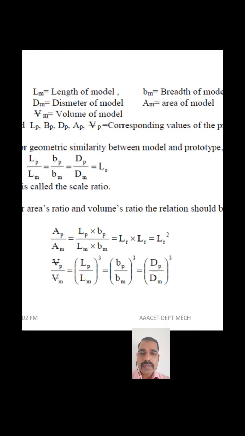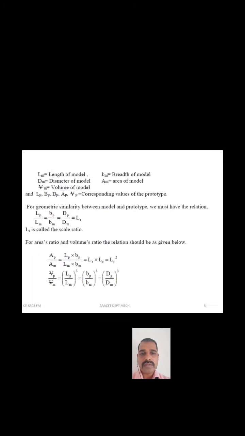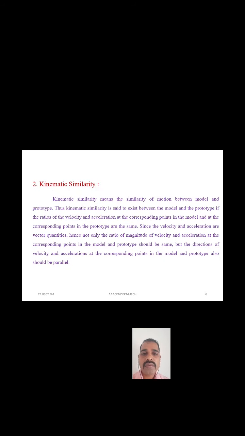Here you can see the volume scale ratio, or LR cubed, which is equal to breadth of prototype divided by breadth of model cubed, which is equal to diameter of prototype divided by diameter of model cubed, right? So here it is: length scale ratio LR, area scale ratio LR square, volume scale ratio LR cube, right? This is most important, and now we are going to see about kinematic similarity.